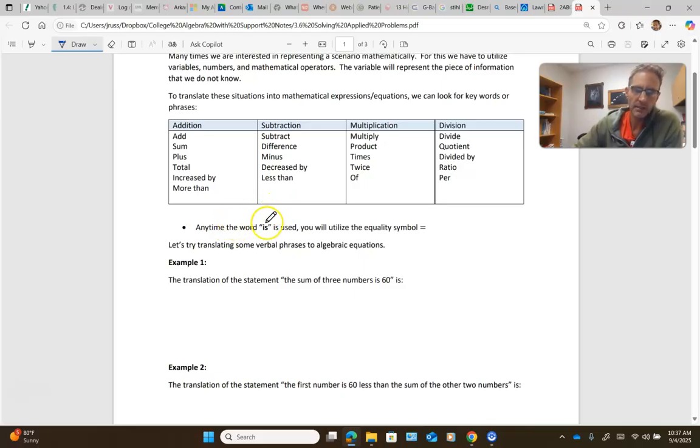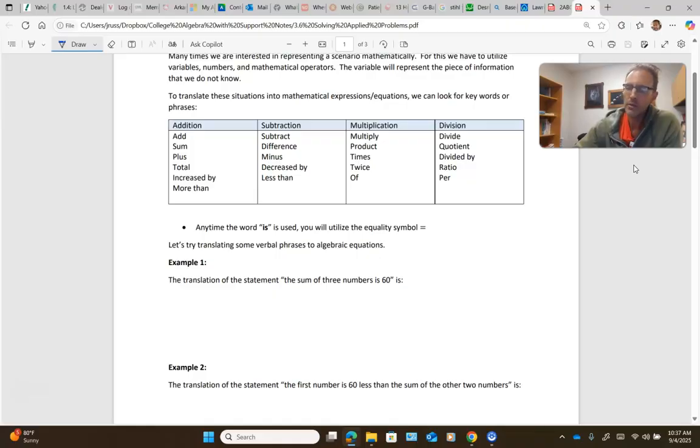And then finally, the word is always used to represent equality. So if I say 5 times some number is 30, that means 5 times that unknown number x is equal to 30. So you can translate that verbal phrase into a mathematical equation or mathematical expression or statement. And that's what we're going to get some practice with first.